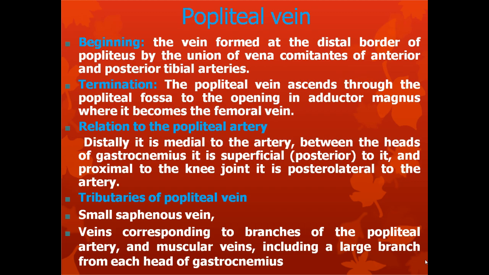Now we will see the most important structure, the popliteal vein. It starts at the distal border of the popliteus by the union of the venae comitantes of the anterior and posterior tibial arteries, and then it ascends through the popliteal fossa to the opening in the adductor magnus, where it becomes the femoral vein. Now we'll see the relation to the popliteal artery.